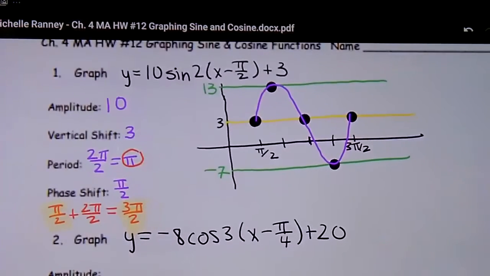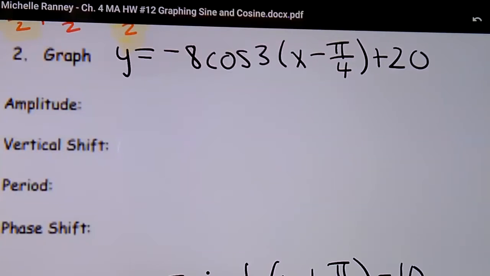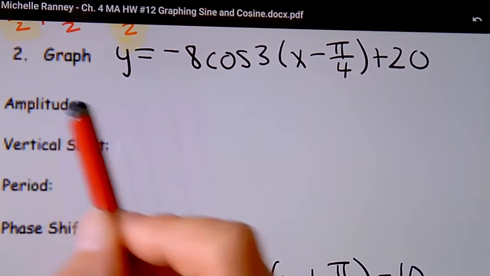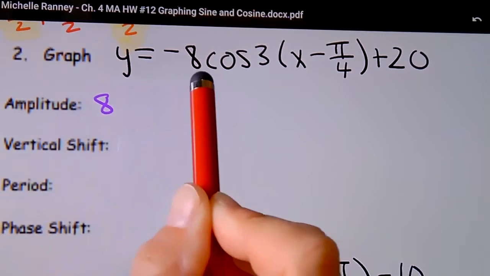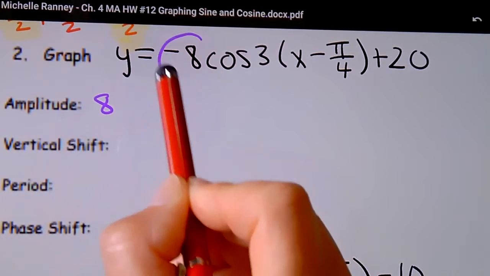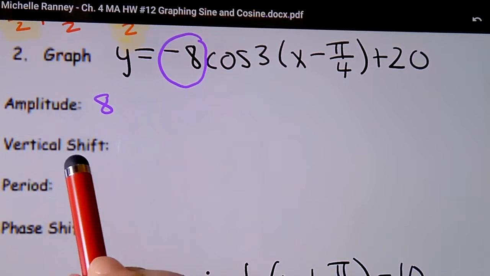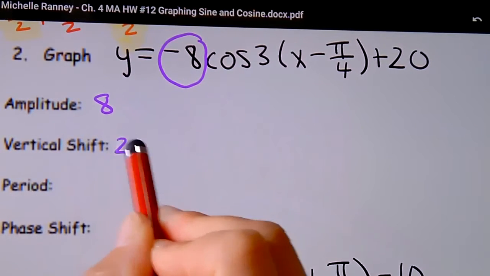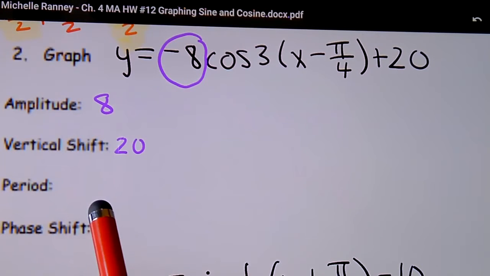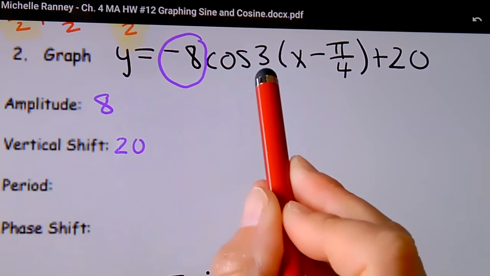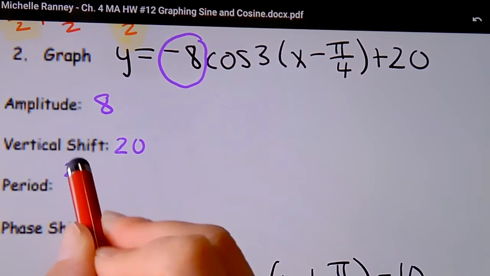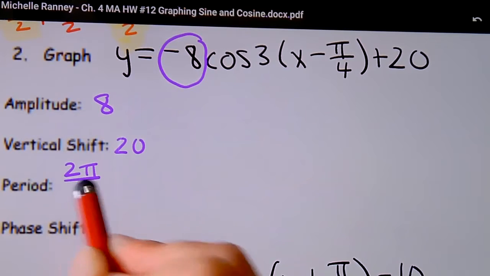Okay, so now I'm going to do a cosine one as an example. For this one, my amplitude is positive 8, but it is negative, so I want to pay attention to that. My vertical shift is 20. I'm going to start up at 20.